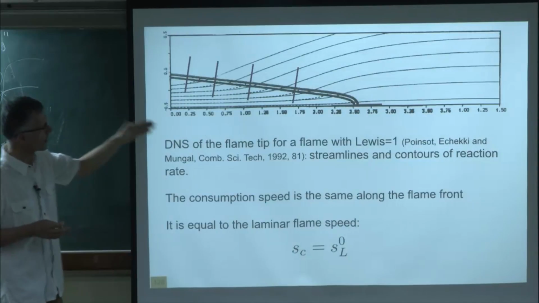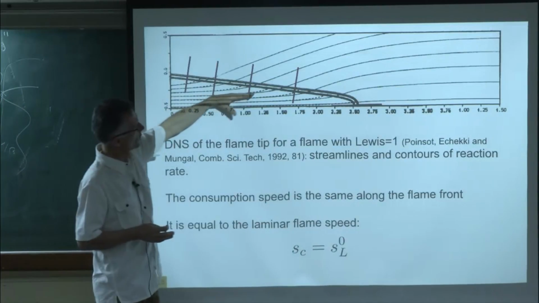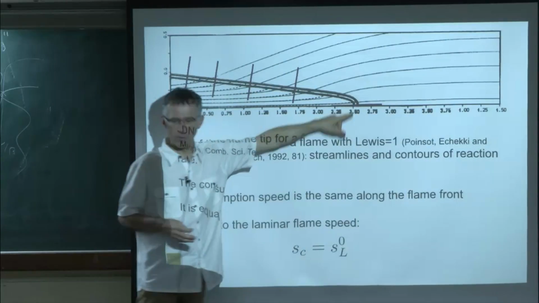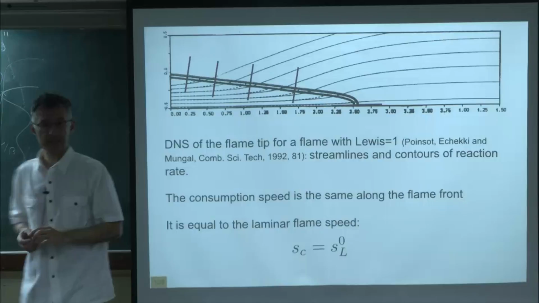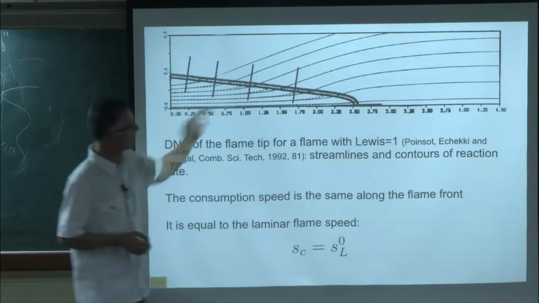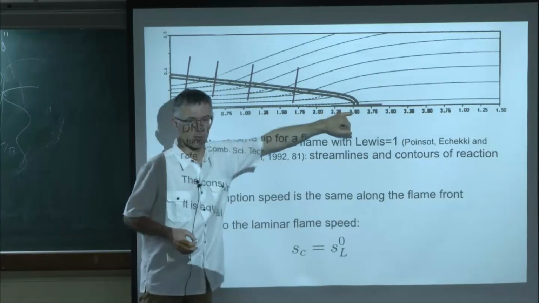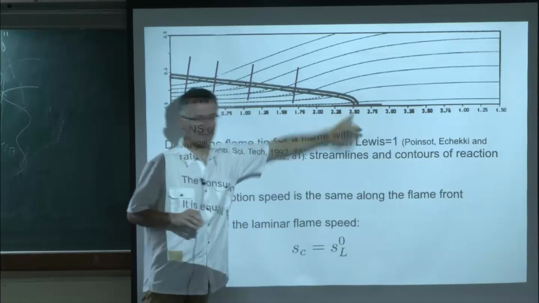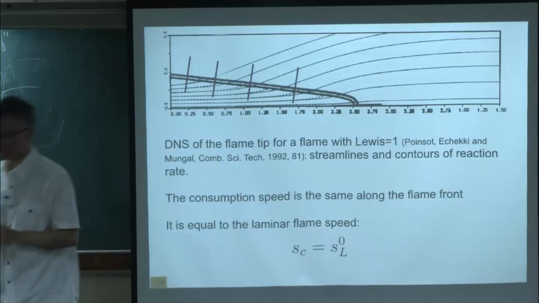So what's really happening here is the fact that the fuel is actually diffusing away from the tip so that there is much less fuel left here. And that's a complex example, but it really tells you again that consumption speed is easy to understand. Displacement speed is strange. 10 times the flame speed here doesn't make sense.